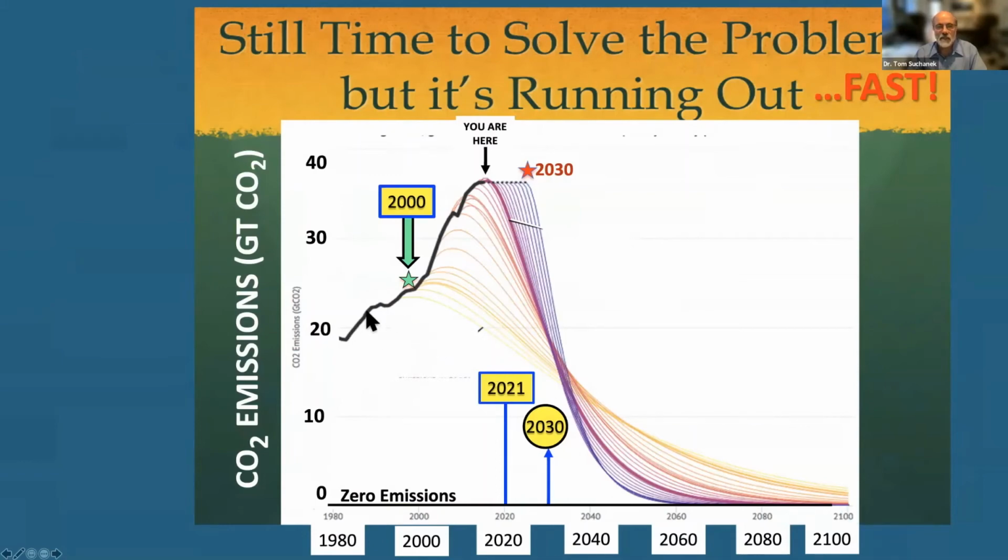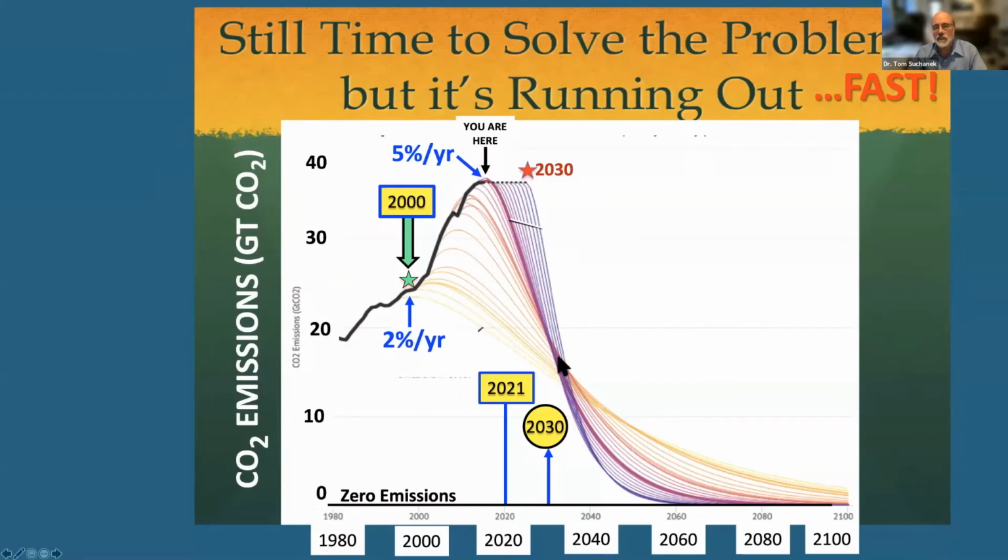So this black line is the annual increase in carbon dioxide emitted into the atmosphere. If we had started in the year 2000 to limit our carbon dioxide, we would have only had to reduce our carbon dioxide emissions by 2% per year. Well, obviously we didn't do that. We kept going higher and higher and higher, and here we are now in the year 2021. If we start now, we will have to reduce our carbon emissions by about 5% per year.